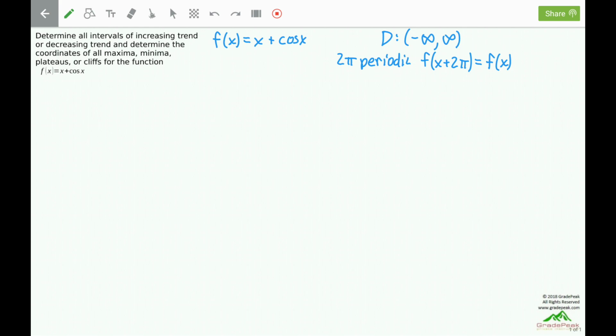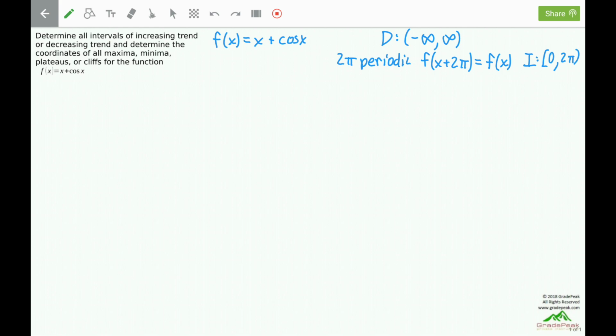So instead of working on the entire domain of negative infinity to positive infinity, which can be a little overwhelming, we can instead work on the unit circle interval, which begins at 0. It includes it, square bracket, up to 2 pi. It does not include it, round bracket, because 2 pi is the same point as 0 on the unit circle. Find all the results on the unit circle interval, and then extend those results to the entire domain of negative infinity to positive infinity by using the 2 pi periodic nature of cosine x.